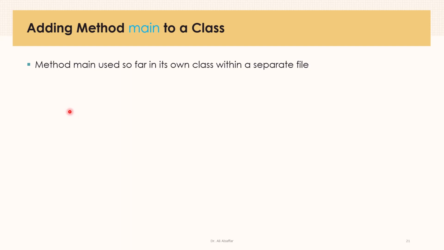Next, we would like to show you how to add main method to a class. Now, if we ask you to write a class and then we ask you to create objects from this class, then you need to have two separate files. One file will include the class definition, and a second file will include a class that has only main method. And this main method is used so far in its own class within a separate file.